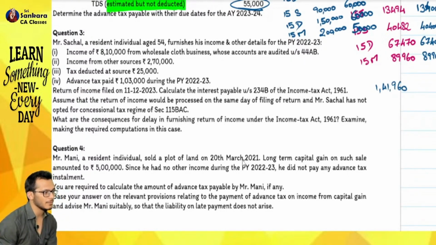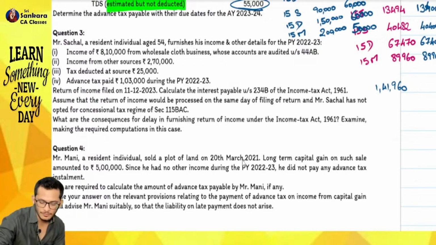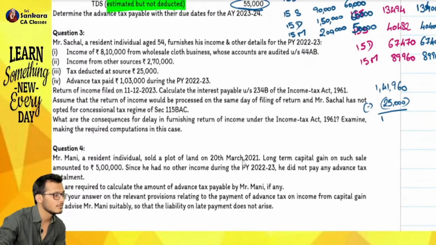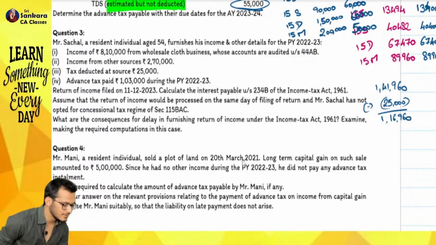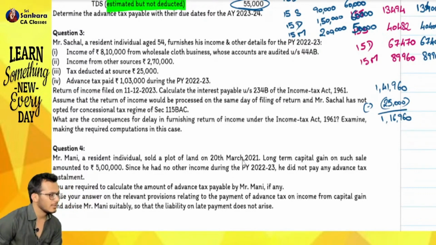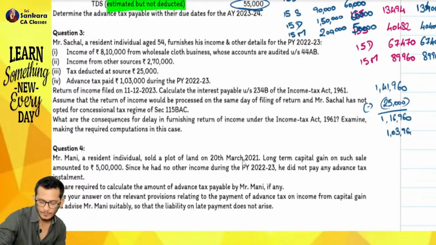1,41,960 is the total tax payable, in which he has already had TDS deducted of 25,000. 1,16,960 is the advance tax. He should have paid advance tax of 1,16,960. He paid advance tax of 1,03,000, which means the total he did not pay is 13,960. Will 234B apply?